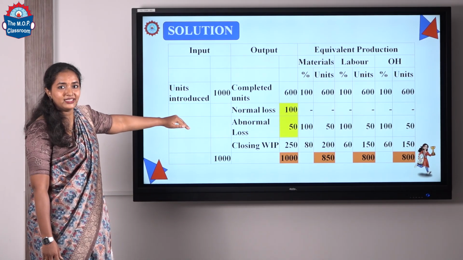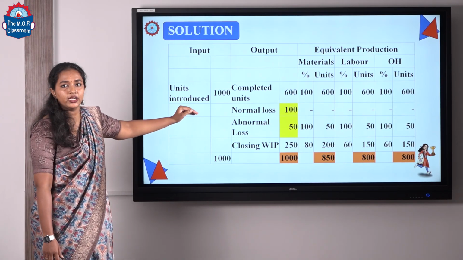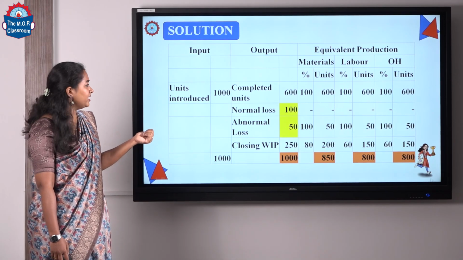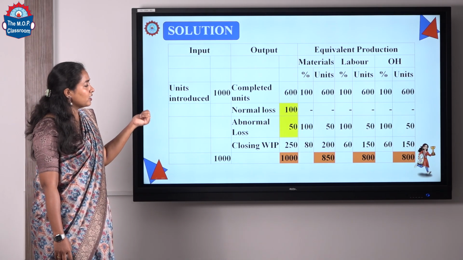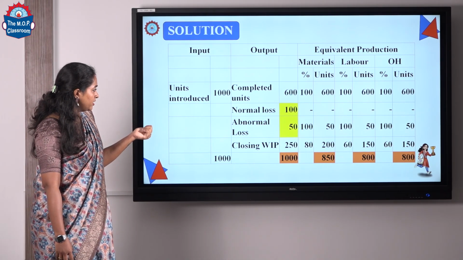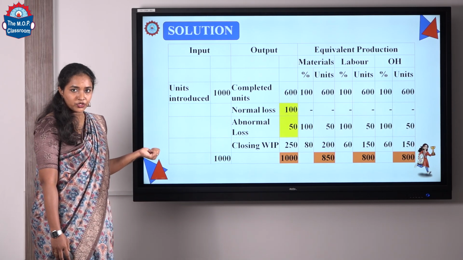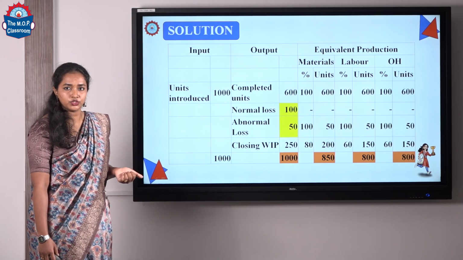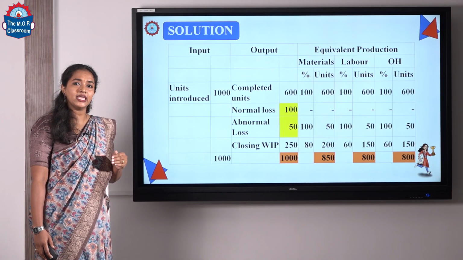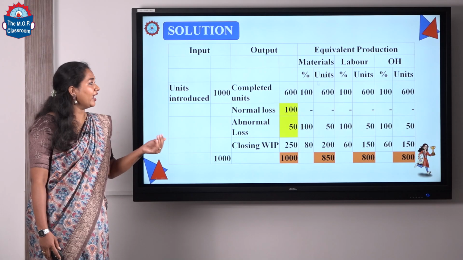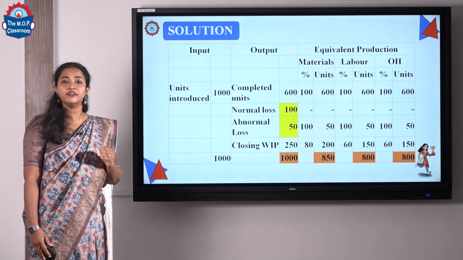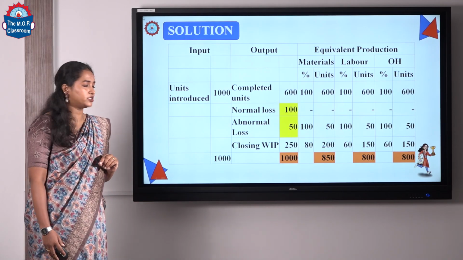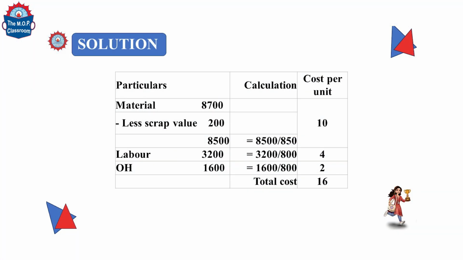Now, after that, the final stage is to calculate under each head how many units appear. So, for example, let me just start with material. In material, completed units is 600, there is no normal loss, we do not allocate that, and abnormal loss is 50 units and closing work in progress is 200, a total of 850. The same step is repeated for labor and overhead. Now, once we find this equivalent production, we are going to allocate the cost for these units. Let us start by knowing the cost per unit.